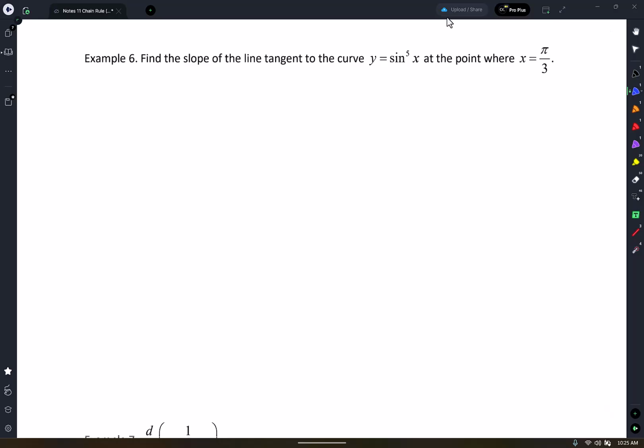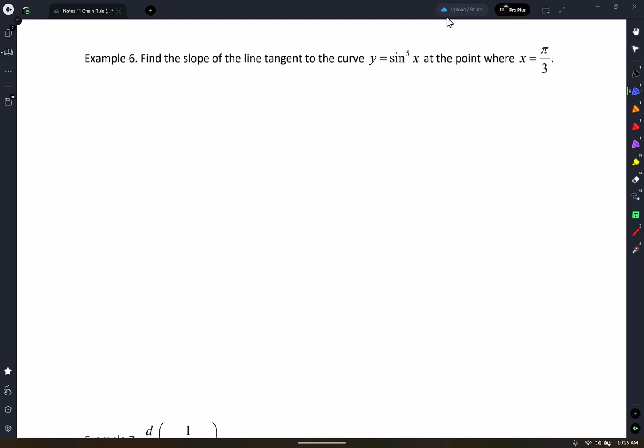All right. Example 6. Relax. It's not even going to be that bad. Look how fast we're going. Look, we're already on page 3. It's been 30 minutes. It's because I'm not being efficient. Find the slope of the line tangent to the curve, y equals sine to the fifth x, at the point where x equals pi over 3. They just want the slope. They don't want anything else.